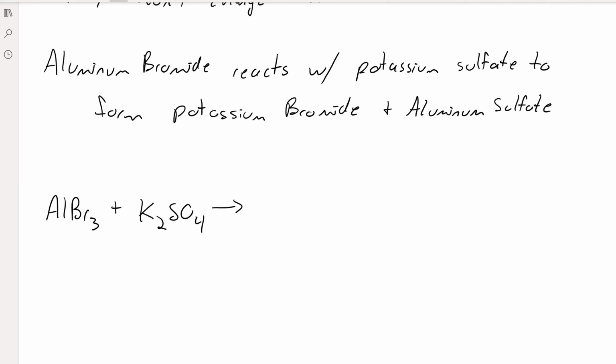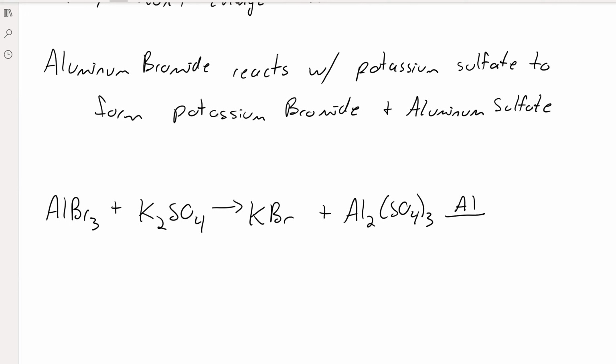To form potassium bromide, they're both plus or minus 1, so that's just KBr. Plus aluminum sulfate. Aluminum has a charge of +3, sulfate -2, so we can switch the coefficients. So we'll have 2 aluminums and 3 sulfates. That's the balanced compound for aluminum sulfate. And now we want to go ahead and count them up and try to balance them.